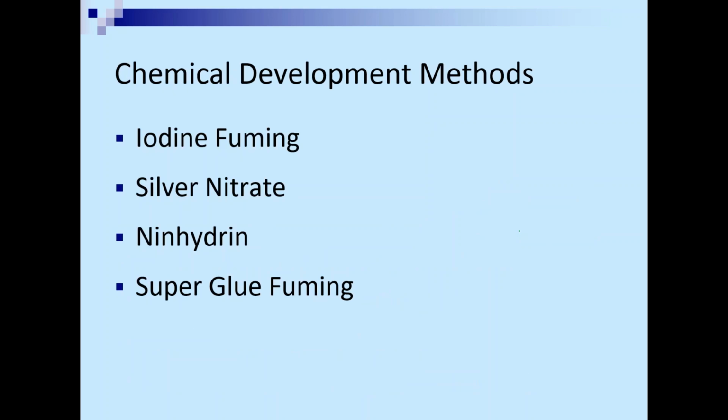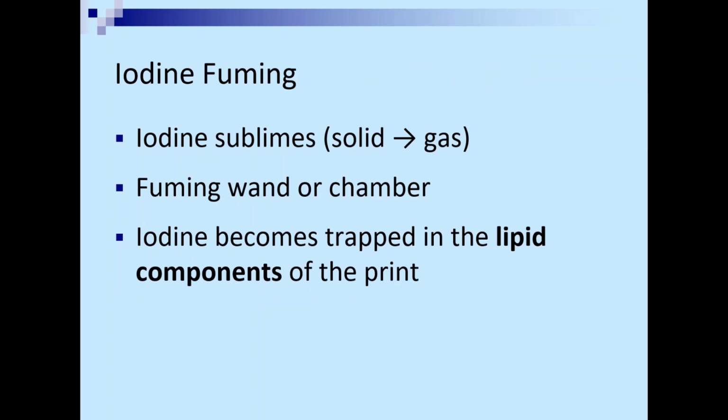Okay, now we have four. Actually, I take it back. I guess there are 5 development methods: 1 physical, and then these 4 chemical development methods. Again, for each of these, what material does it develop and what surface is it good for?